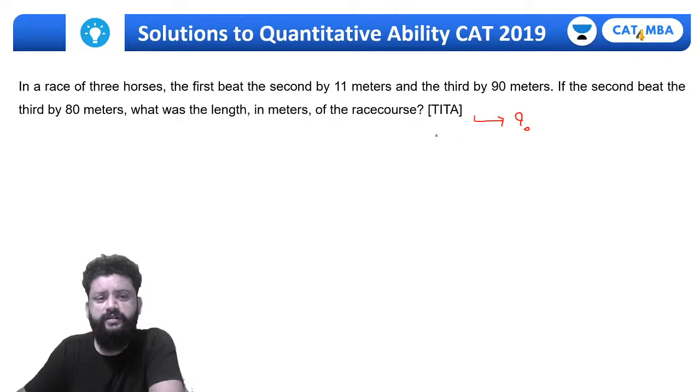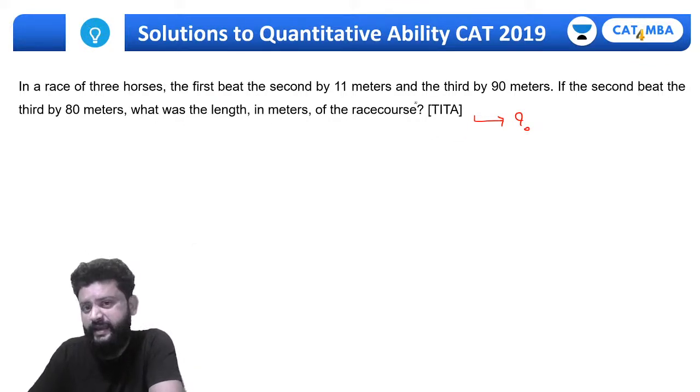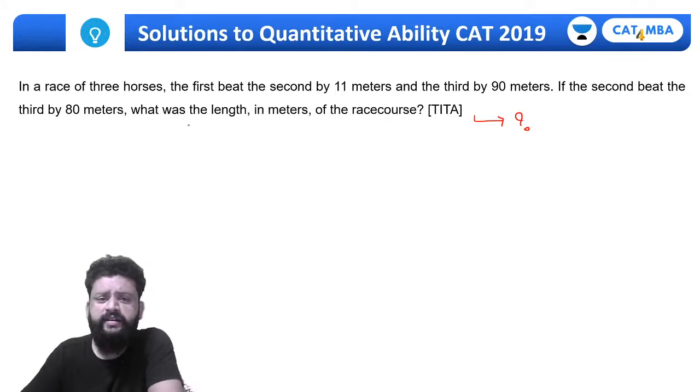So in a race, let's analyze the question. First beat second by 11 meters. We don't know the length of the race course in meters, which we are supposed to find. So let's say the length of the race course is x meters.